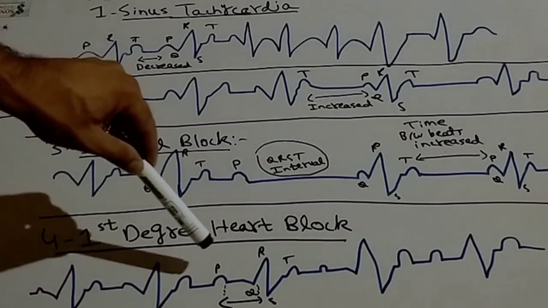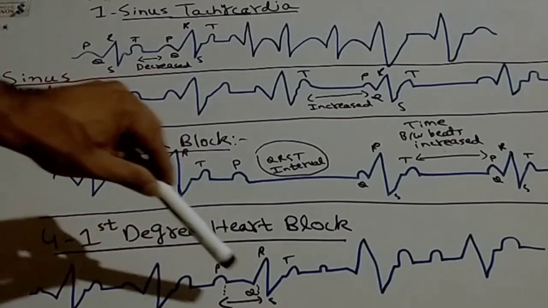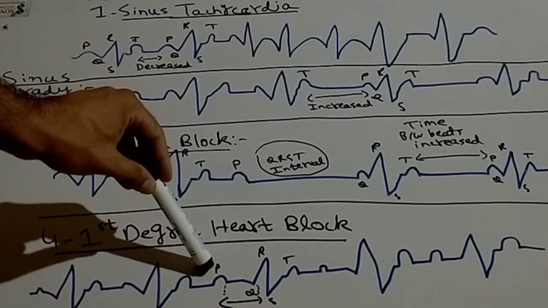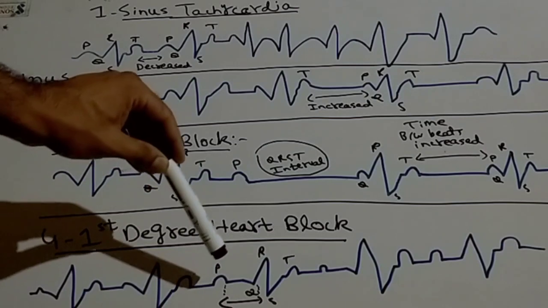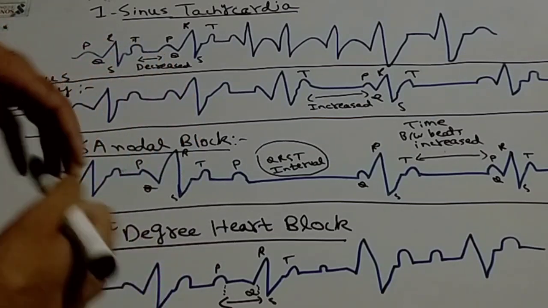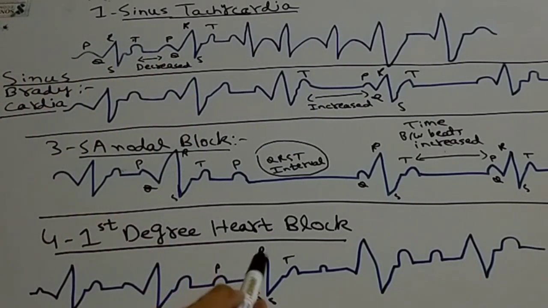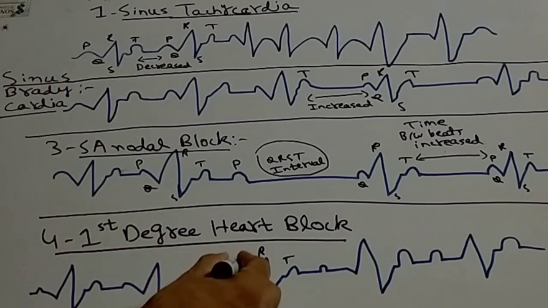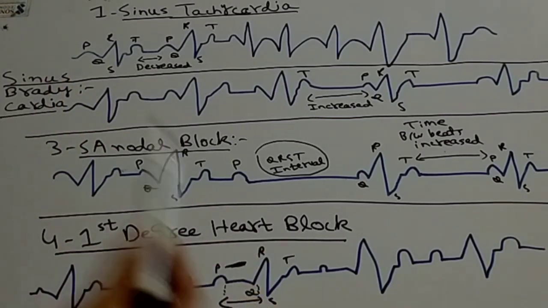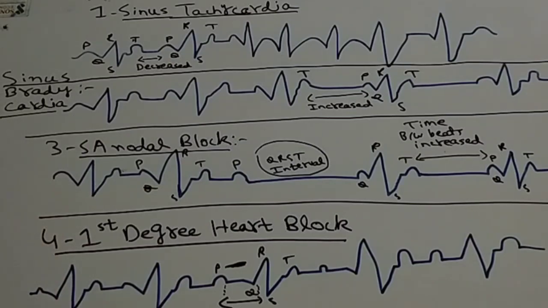So that's why the PQ interval is prolonged. This is the atrial depolarization. You can see that the impulse has traveled slowly towards the AV node. So that's why you can see the PQ interval is prolonged. So this happens in first degree heart block.